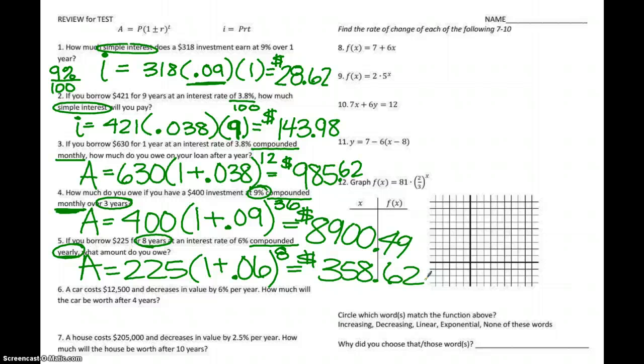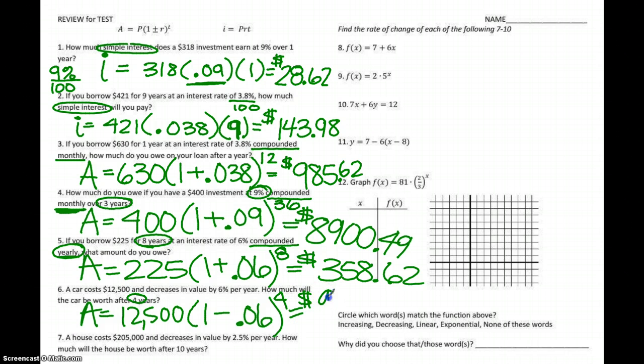Then a car costs $12,500. It decreases in value. So again, we're going to use the same equation, but it's decreasing in value, so we're going to subtract our percent instead of adding it. And then it's per year, and it's for 4 years. So 4 years is our exponent, and if we multiply it out, our car is now only worth $9,759.36.